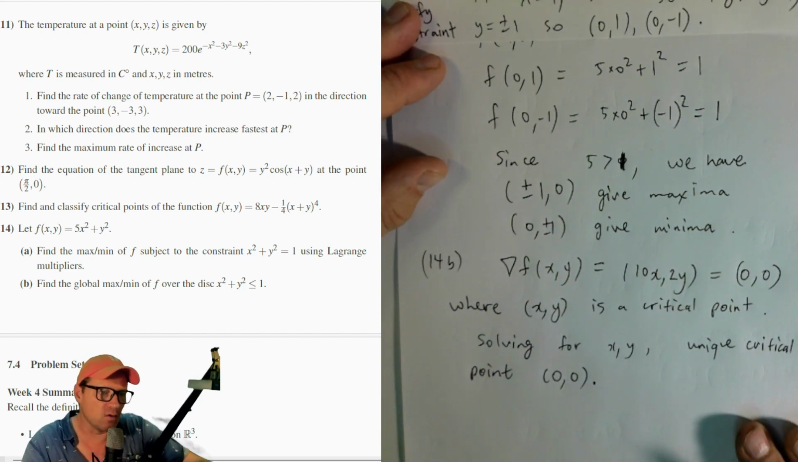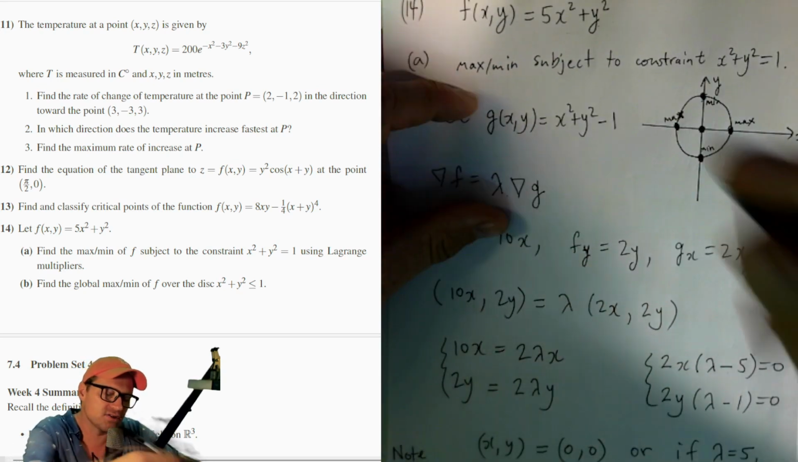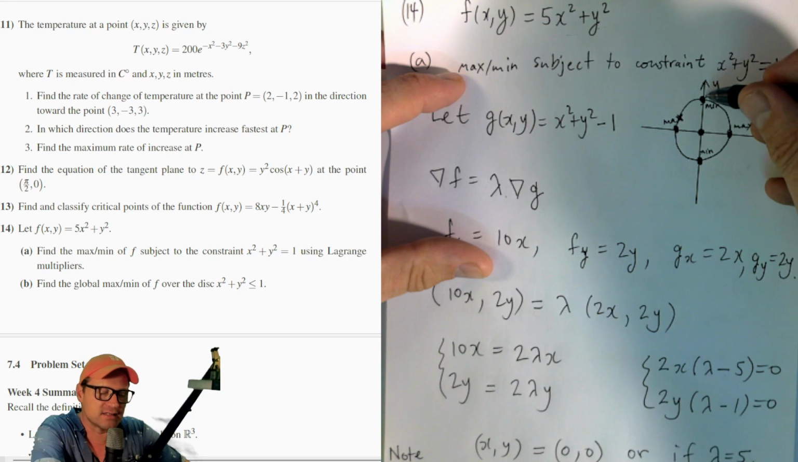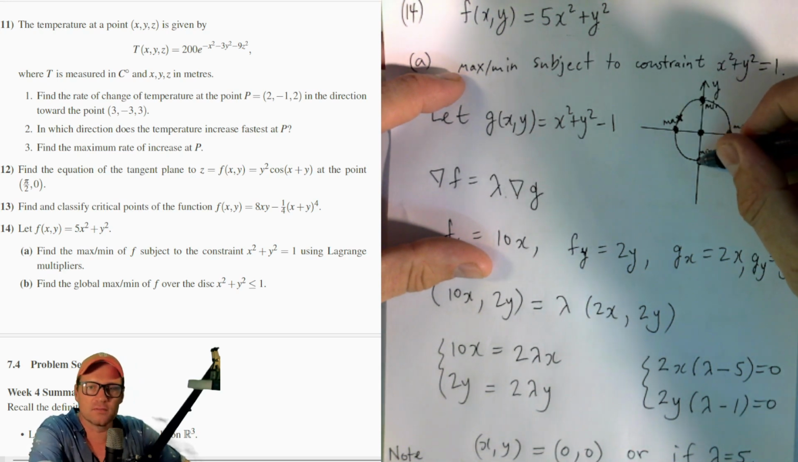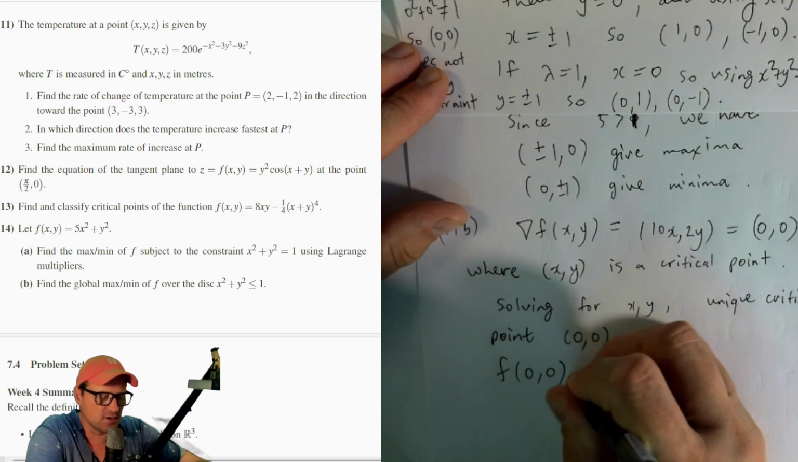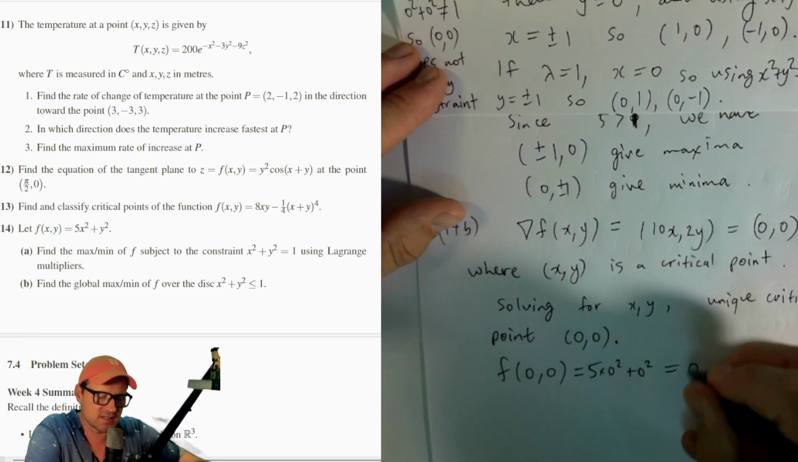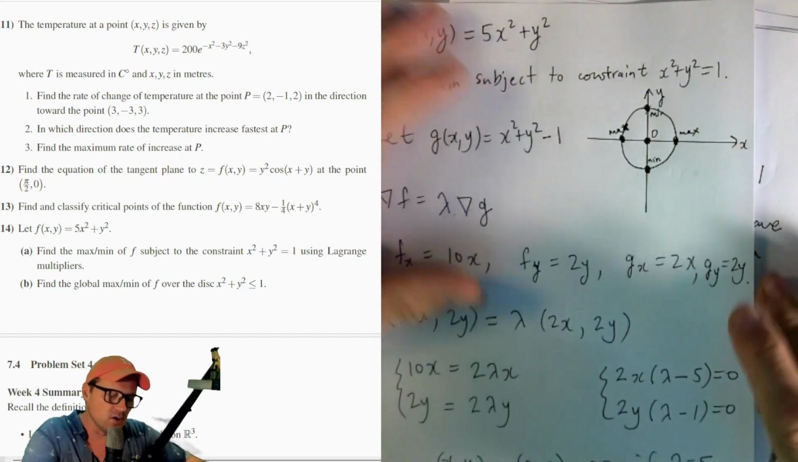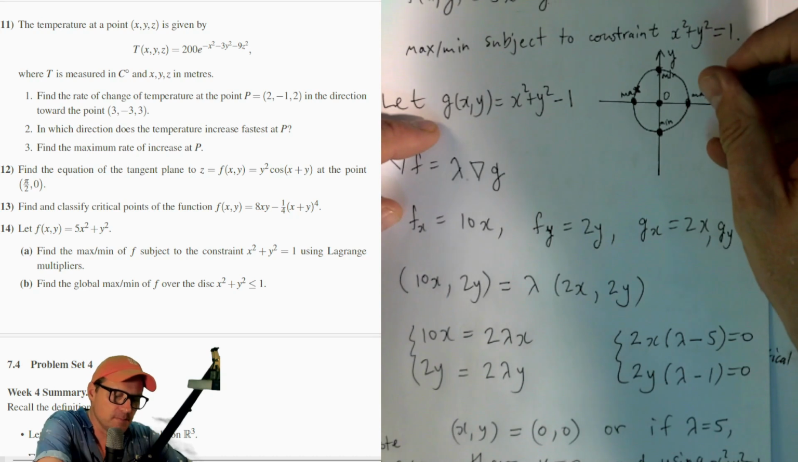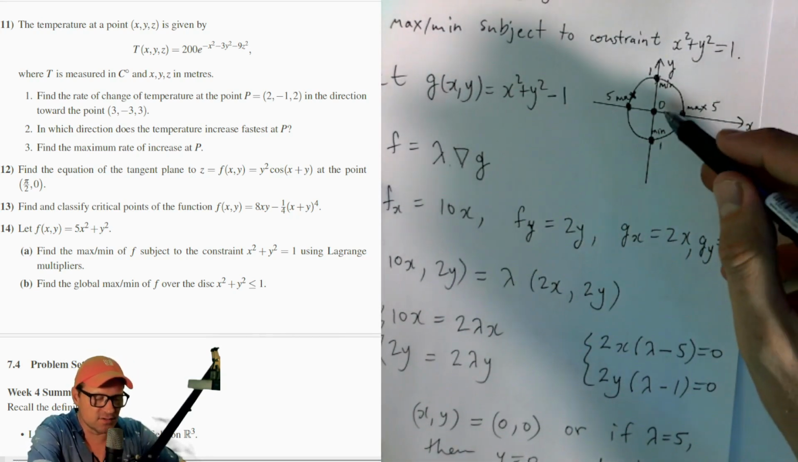Okay, and so now let's identify this on our diagram right here, but we need to evaluate f at that point (0, 0) and compare it against our boundary in order to find global max. Okay, and so f of (0, 0) is 5 times 0 squared plus 0 squared, which is 0. So here we've got 0. The maxima that we found were 5 and the minima were 1. Okay, so let's classify the critical point (0, 0).